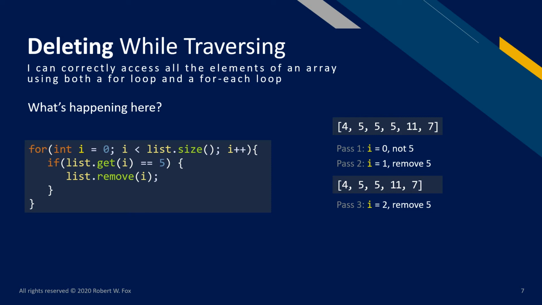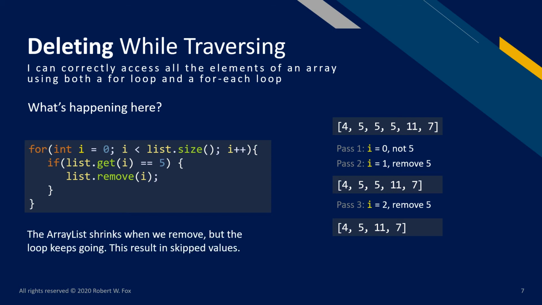But while that's happening, the array list is shrinking. So we may have removed the 5, but the code doesn't account for the fact that another 5 might slide into that same spot. And instead, the loop just goes to the next step, removes the next 5, and the result is that one of our 5s ended up getting skipped. So again, to summarize, the array list is shrinking when we remove, but the loop keeps going. And so when the array list shrinks, something might slide into a spot that we've already checked, and the loop just goes to the next spot, thus missing something.